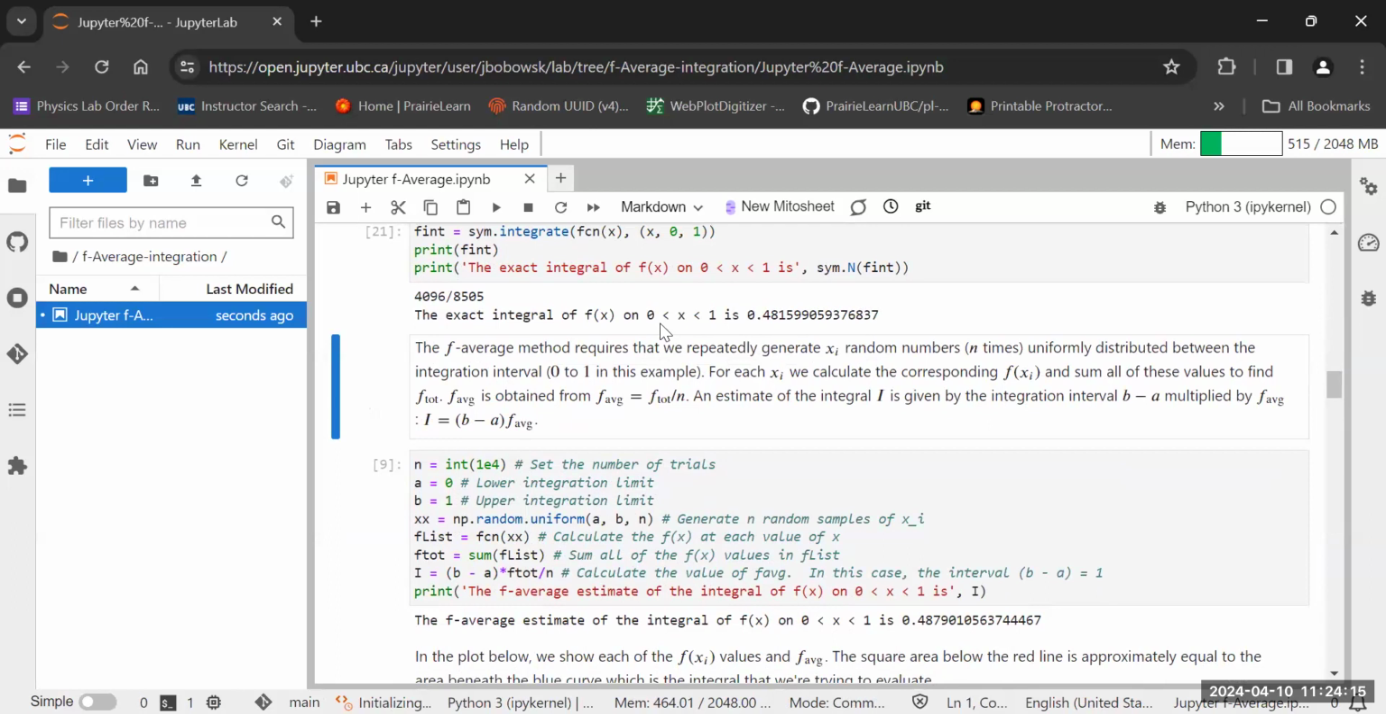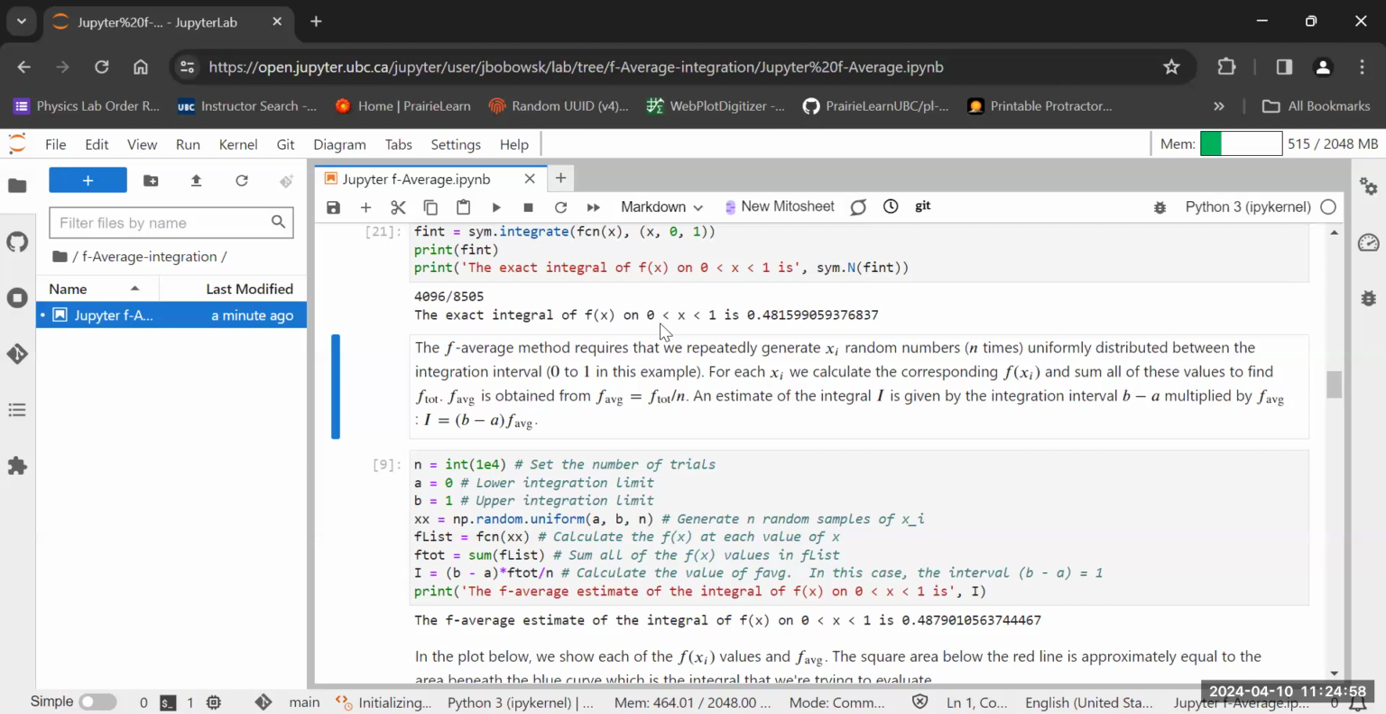I'm going to set the values of my integration limits. They're going to be from 0 to 1 in this case, but they could be whatever you want here. And then we're going to make our random numbers, generated between our lower and upper integration limits, and we're going to generate 10,000 of them. Once we have that list of 10,000 random numbers, these are all the x values. We're going to sub them into our polynomial and calculate 10,000 values of f. These are our y_i values.